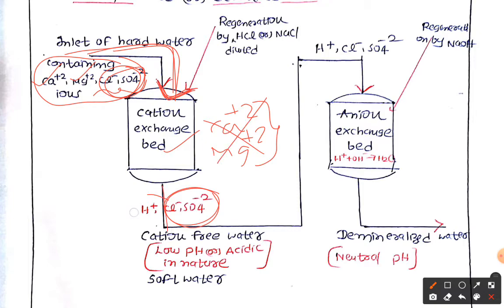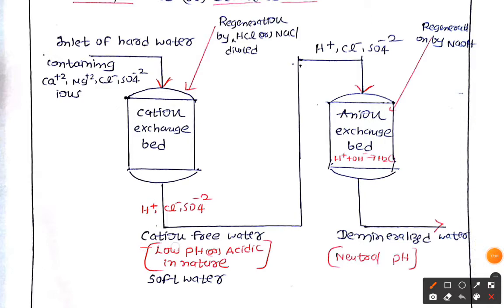Here we have H plus. I will explain why later. Here we have only one cation, that is H plus. Why it is coming back, I will tell later. If you see, there is no calcium and magnesium ion, only anions. So the cations are exchanged in this bed.